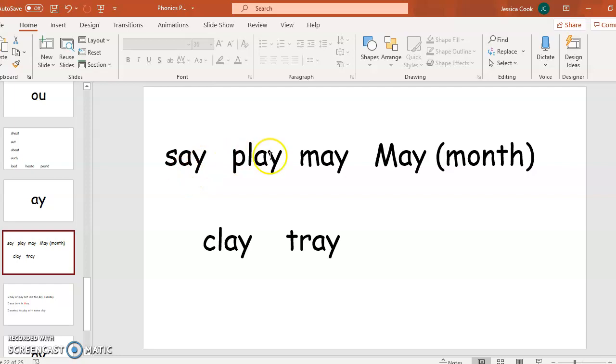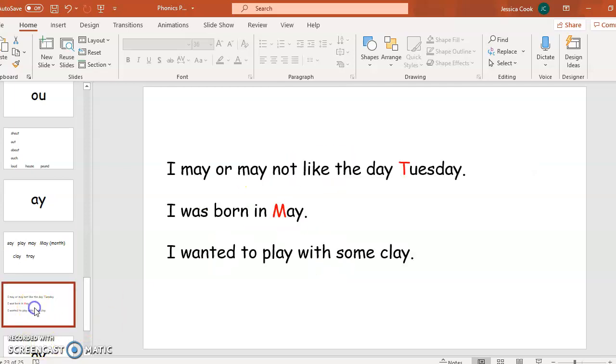Could you use any of these other words to put in a sentence, maybe? That's what you could do for today as a challenge, couldn't you?